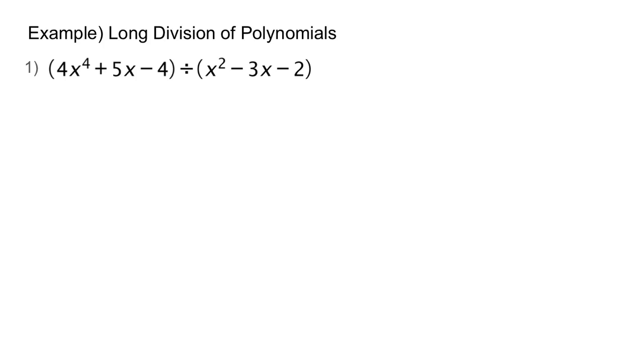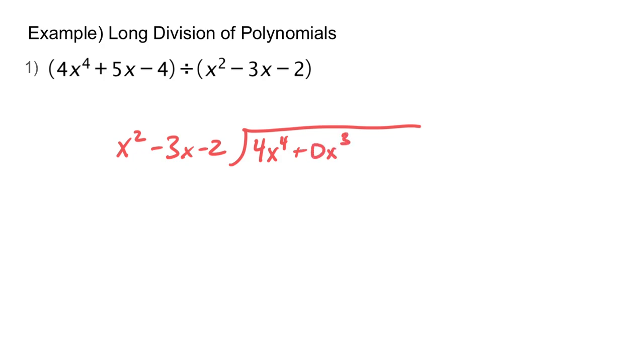I'm still going to write this out using my long division. So I'll write that out, and then I'll divide that into 4x to the fourth. Oh, remember to fill in your gaps for those missing terms that are not there. And now my process is the same. You'll notice it's a lot longer, but my process is going to be the same. I'm still going to ask myself, what times x squared will give me 4x to the fourth? So what times x squared will give me 4x to the fourth?